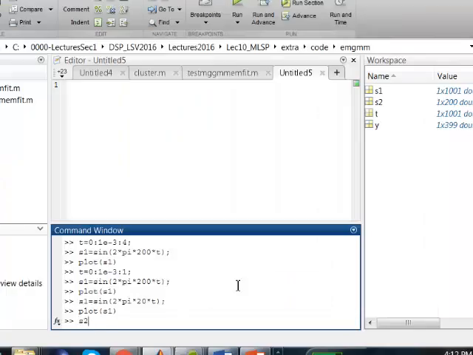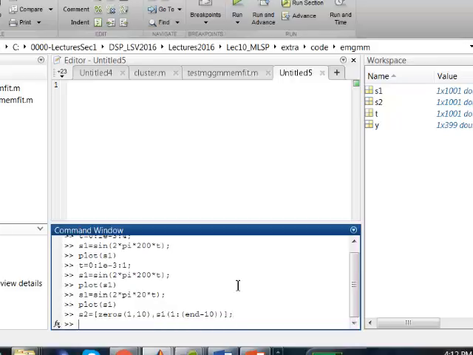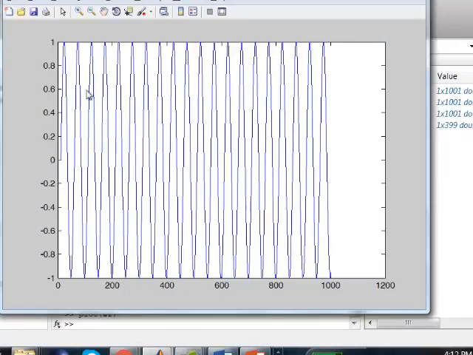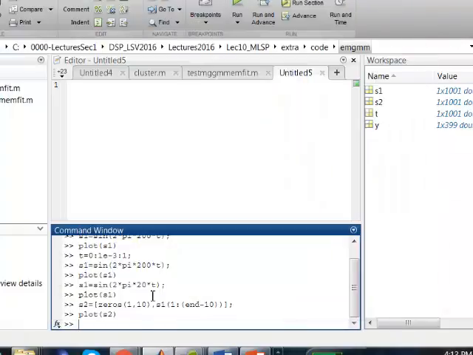Then I do a trick. I use S2 to be a 10 samples delayed version of S1. Now both sides are the same, and if you plot S2, that's just a delayed version of S1.